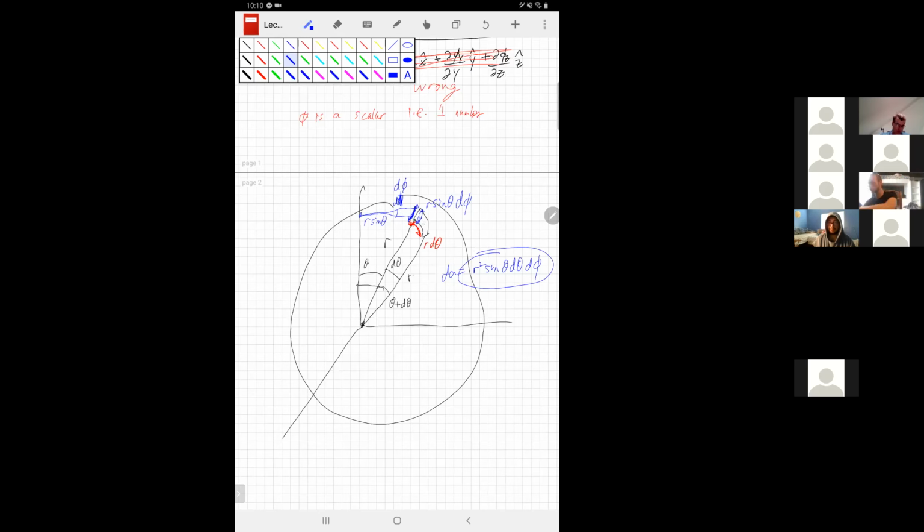And the direction of the normal vector from that, the normal vector points in the r hat direction. So dA vector is r hat r squared sine theta d theta d phi. Any questions?